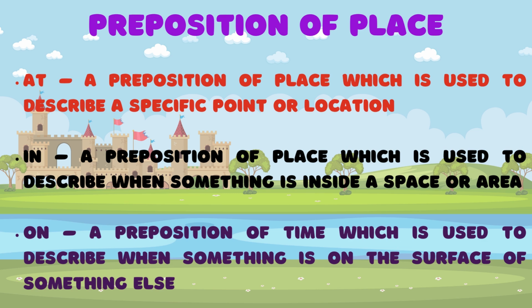At, a preposition of place which is used to describe a specific point or location. In, a preposition of place which is used to describe when something is inside a space or area. On, a preposition of place which is used to describe when something is on the surface of something else.